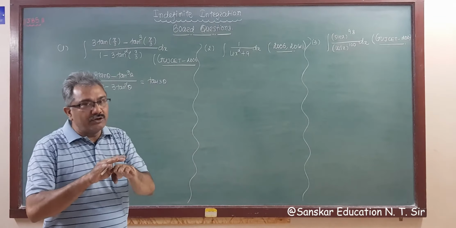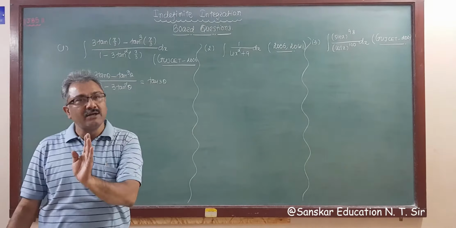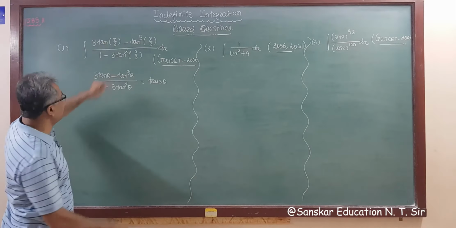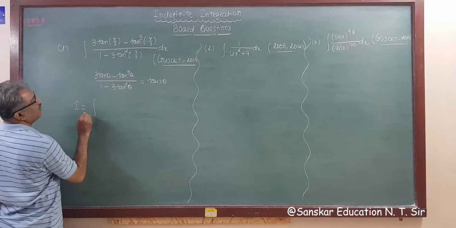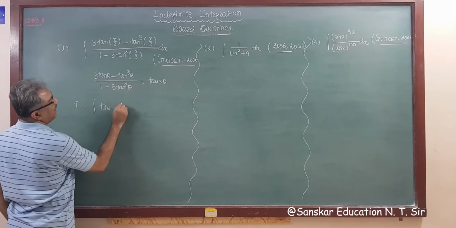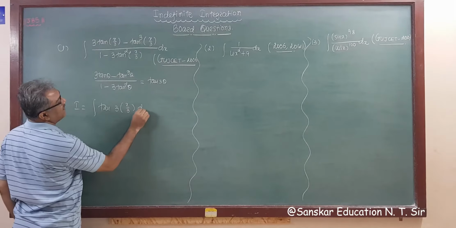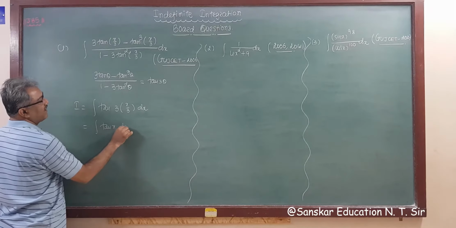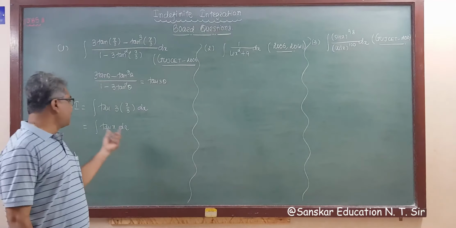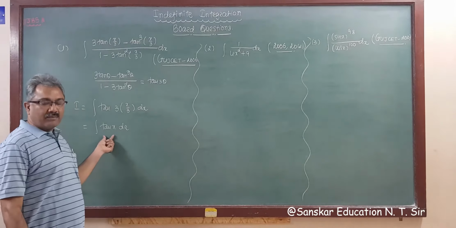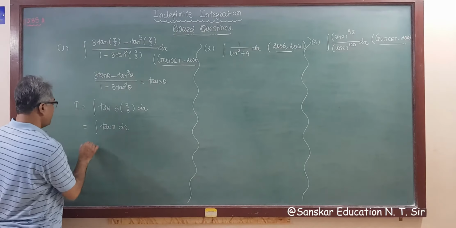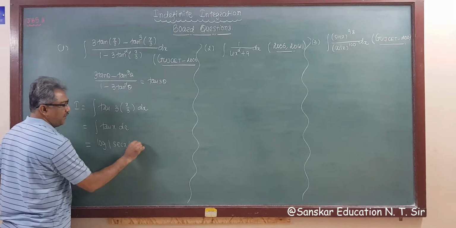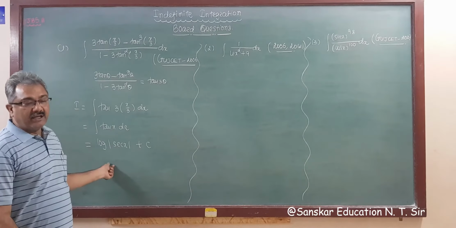I am not going to write all steps, I am just explaining. This is the tan 3 theta formula. Instead of theta, here is x by 3. So what is your I? I is equal to integration of tan 3 into theta, where theta is x by 3, dx. So the answer of this is integration tan x dx, which is log mod sec x plus c, but this is not given in your options.